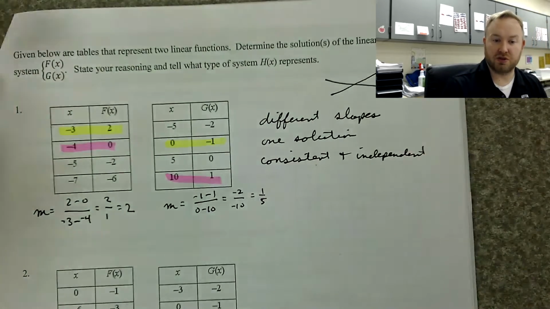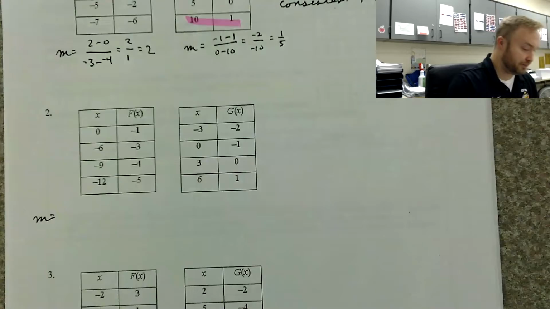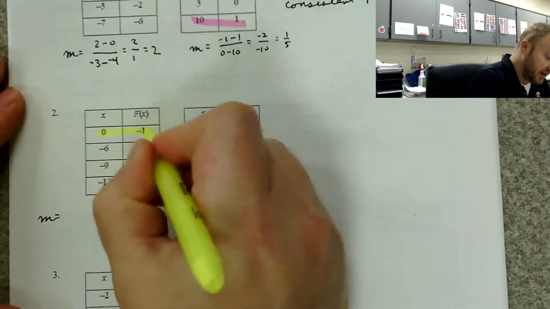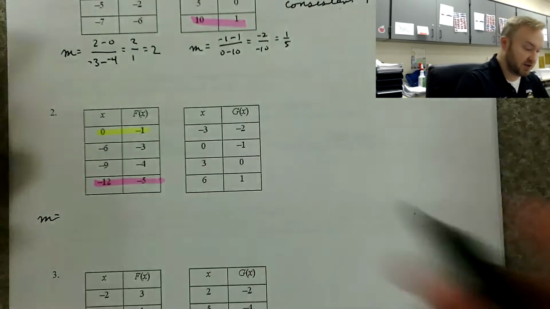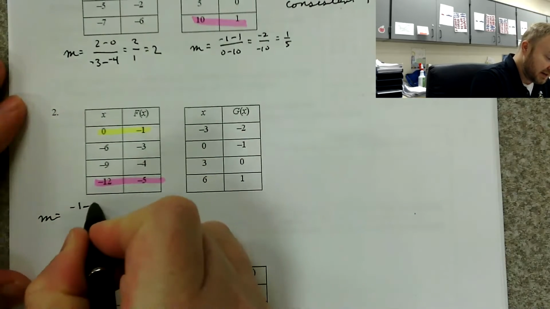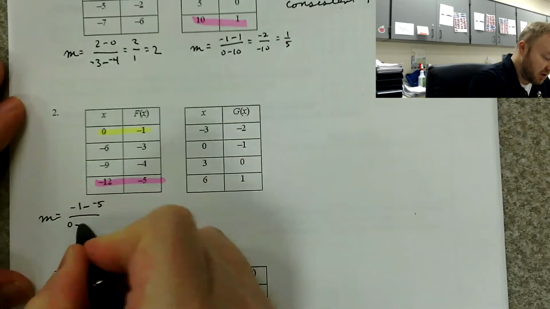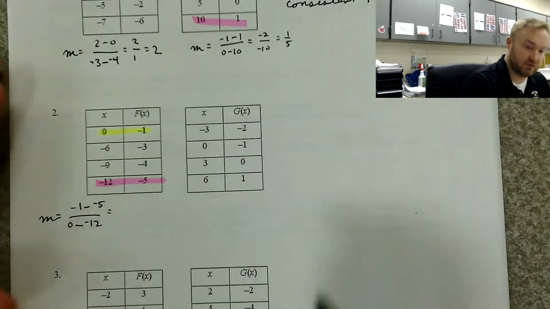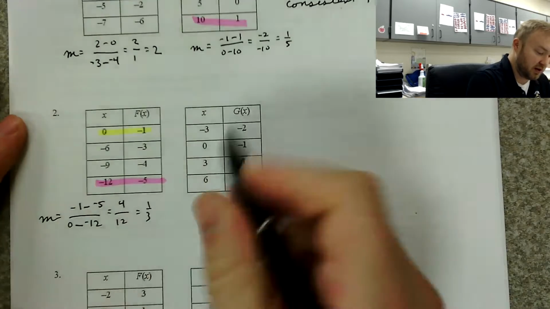exactly one solution. On to number 2, let's find the slope. Okay, I'll pick this point and this one. Pick any two. Subtract the y coordinates, -1 minus -5. Subtract the x coordinates, 0 minus -12. That's 4/12, which is a third.